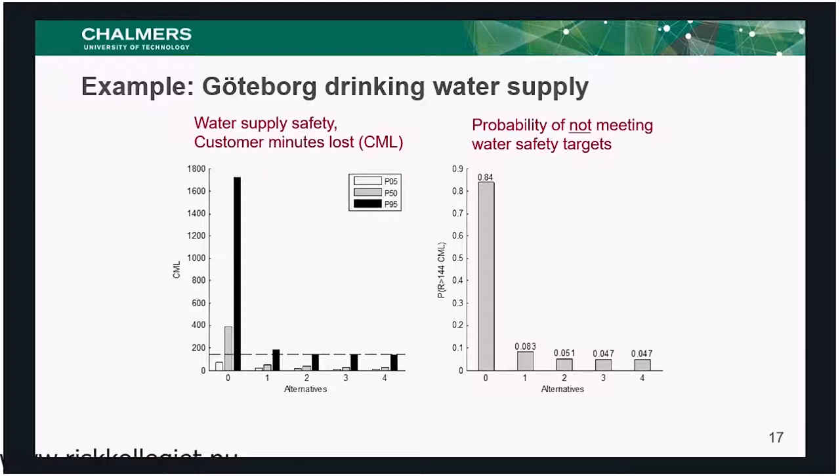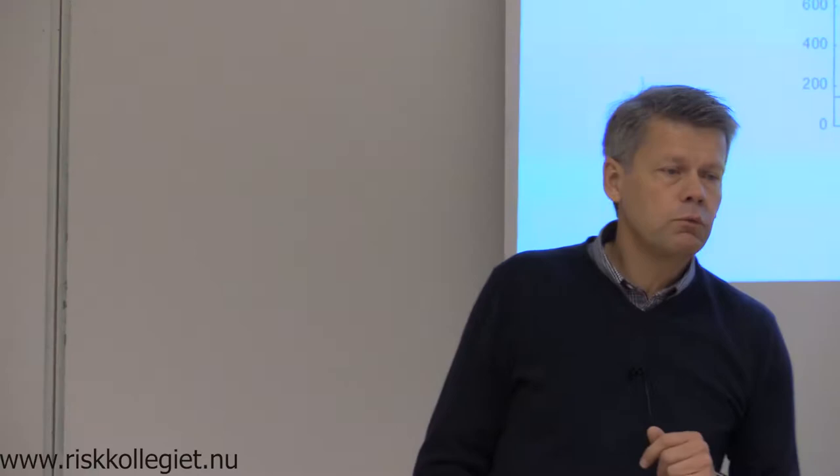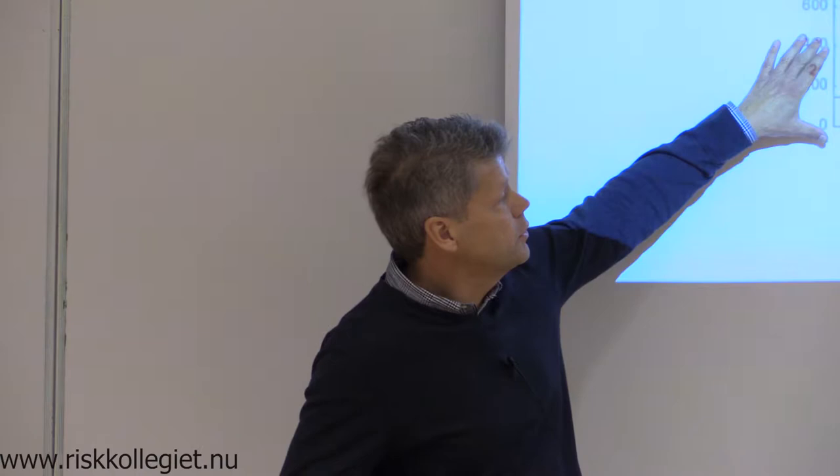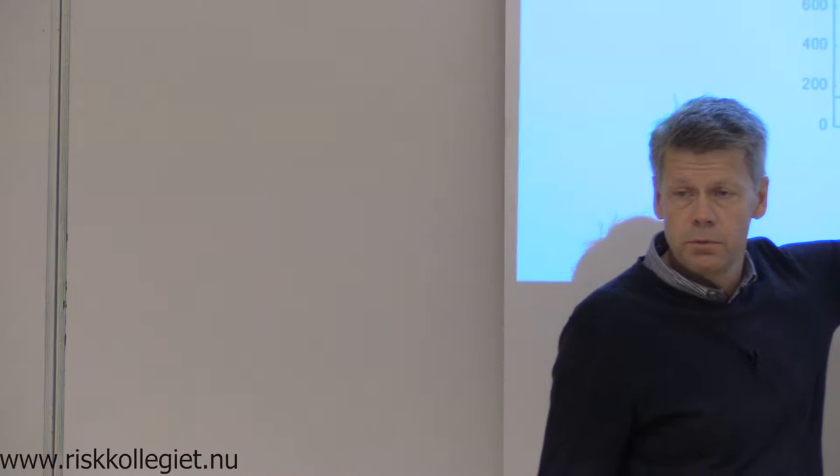So what happened? It was a basis for the city to invest 700 million Swedish kronor to upgrade the treatment plants and the distribution network to some extent, so that now the goal of the water supply safety is more or less reached by the city. So that was just an example of how to use a quite advanced risk model with a lot of focus on uncertainty assessment to provide decision support for the city of Gothenburg.